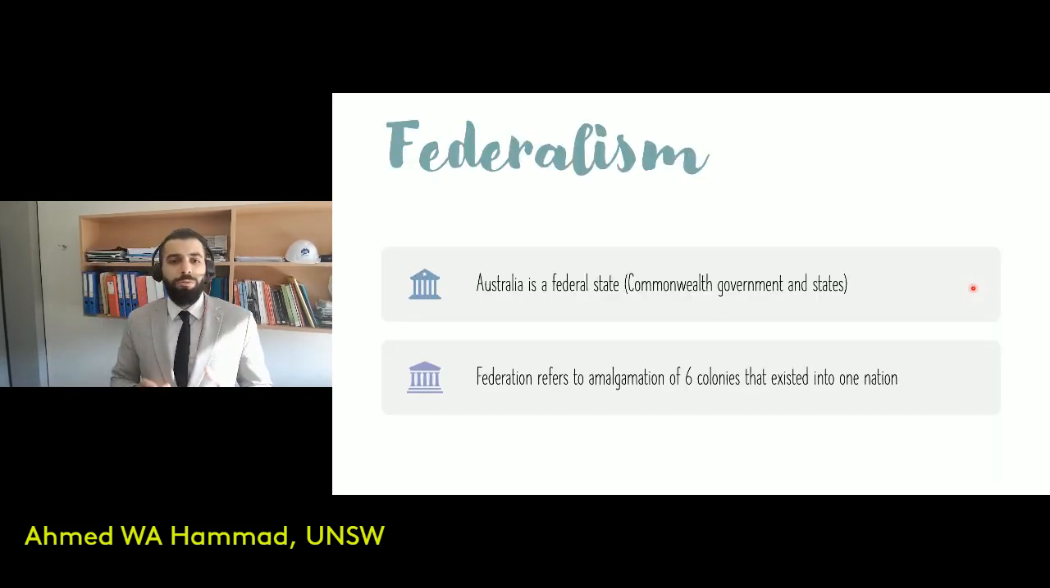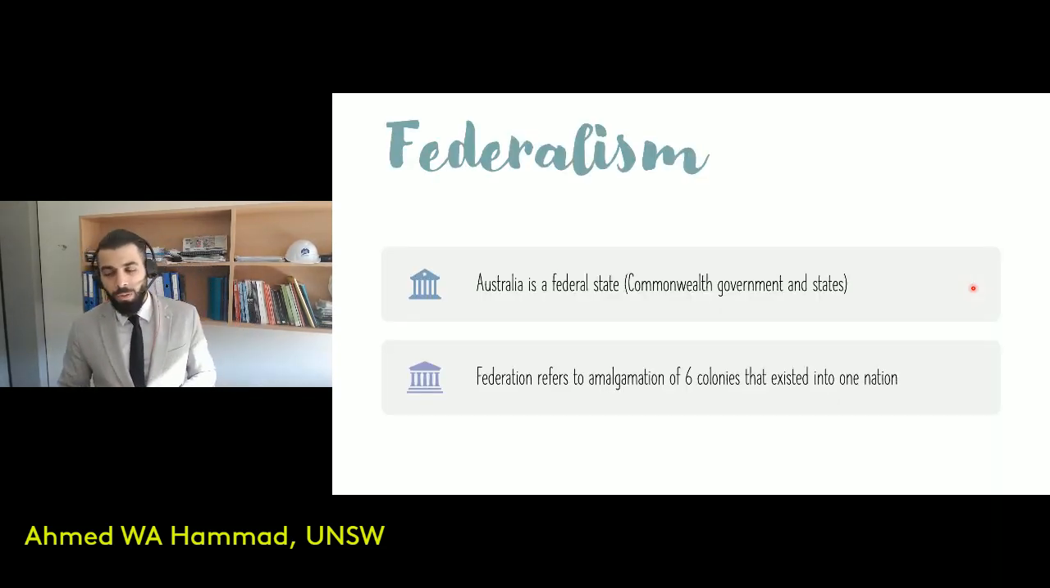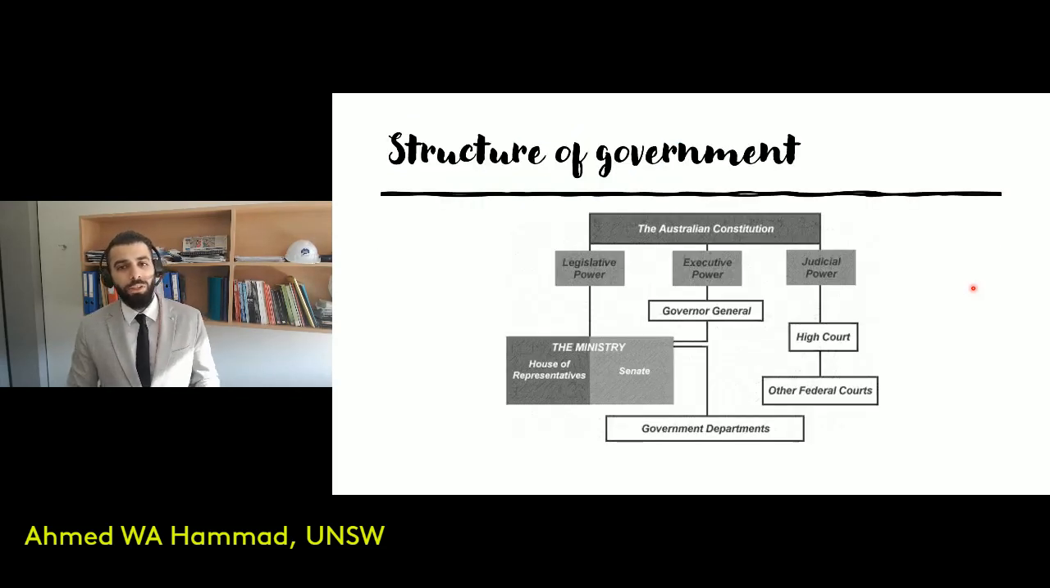Moving on to the concept of federalism. Now, federalism is important in the Australian concept because Australia is referred to as a federal state. It's composed of the Commonwealth government, and then you have the six separate states. And the federation basically refers to the union of these six colonies that existed into one nation. So that's the whole concept of federalism, and it ties very closely to the discussion on the separation of powers that I just went through.